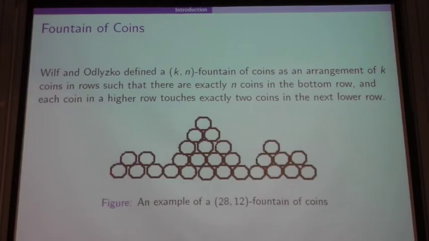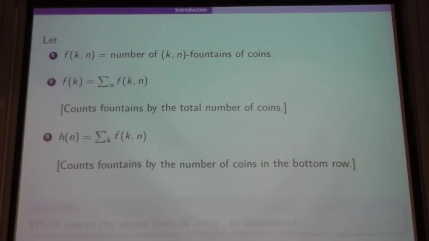So we've got 2 parameters here. You look at the total number of coins as well as the number of coins that you put in the bottom row. We're going to define 3 things here. First, I'm going to look at the number of Kn fountains of coins. Then if we sum up over all n, we get f of k, and this counts the fountains of coins by total number of coins. If we sum up over all k, this one counts the fountains by the number of coins in the bottom row. So I've got 3 things here. You count either with the 2 parameters or you eliminate 1 in each of these 2.